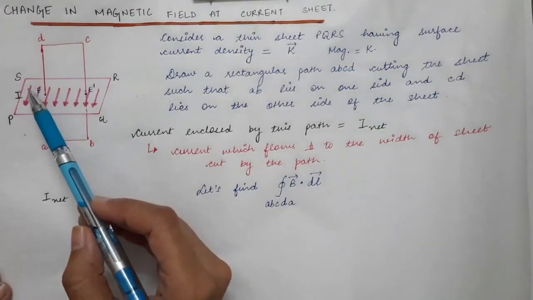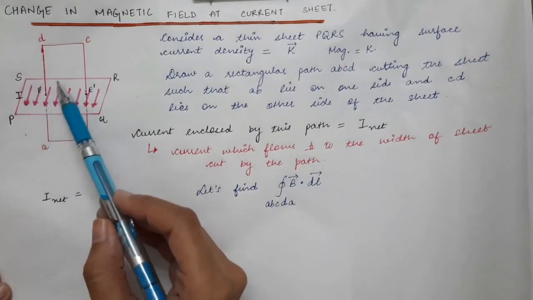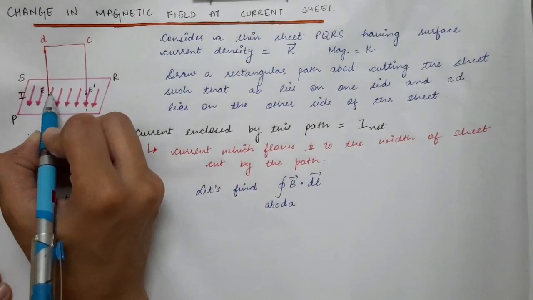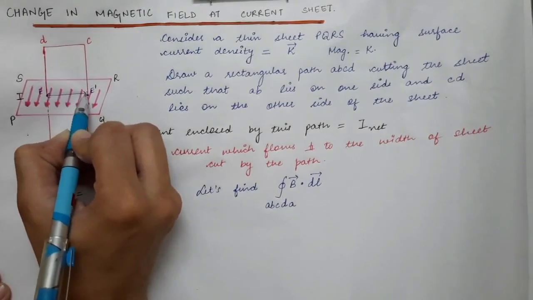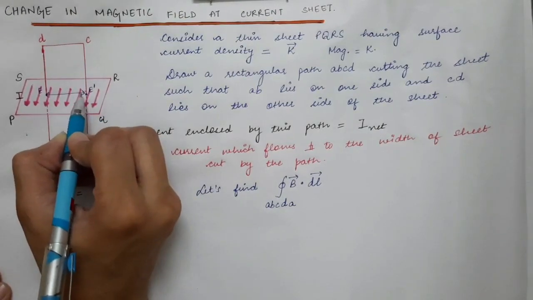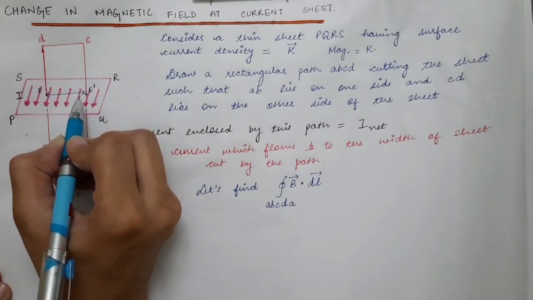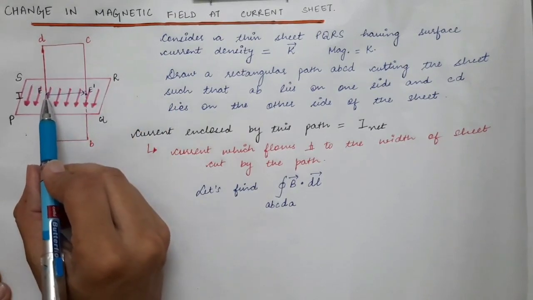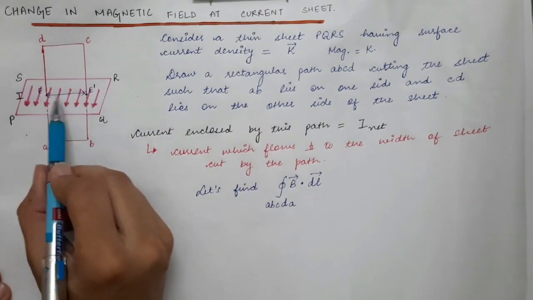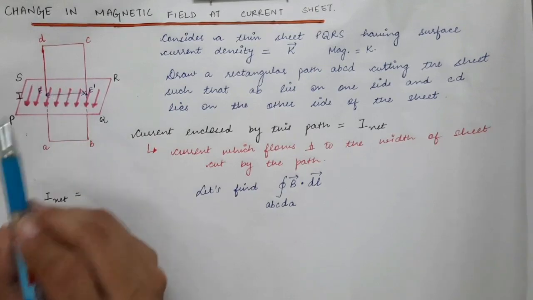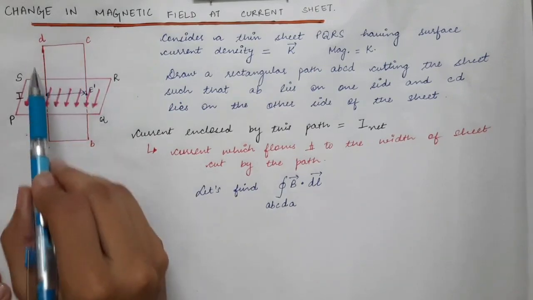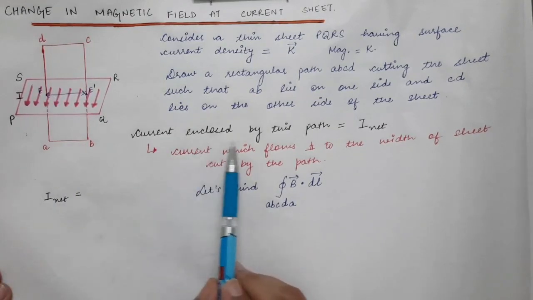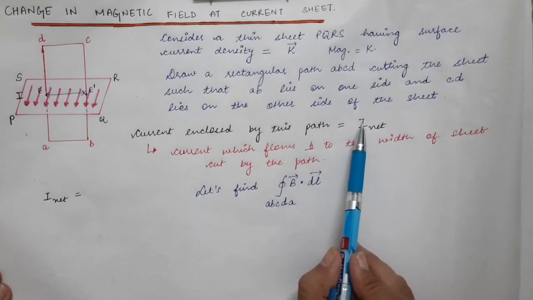As we have said that the current is flowing in this direction. So let's say it is flowing in this direction. So only the current which is in this region, that amount of current will be the one which is enclosed by this path. So only the current which is flowing in this region will be the current which is enclosed by this path A, B, C, D. So let's consider this current which is enclosed by this path denoted by I net.